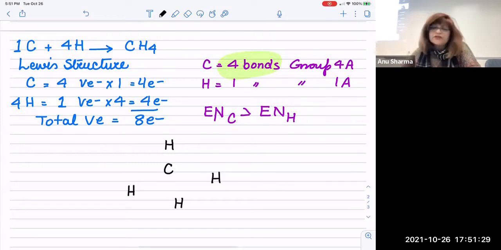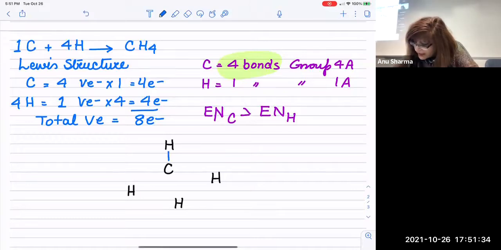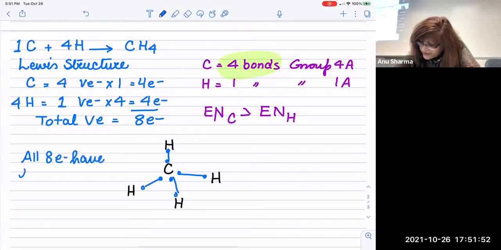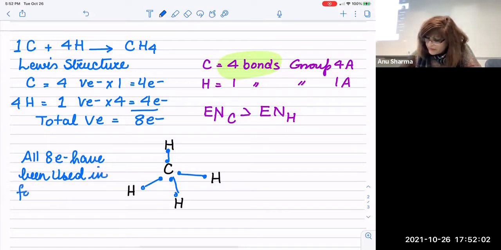Always first draw the Lewis structure. So what do you see here? You connect these outer atoms with single bonds. So you used 1, 2, 3, 4, 5, 6, 7, and 8 electrons. So all 8 electrons have been used. No leftover, right, in forming single bonds.